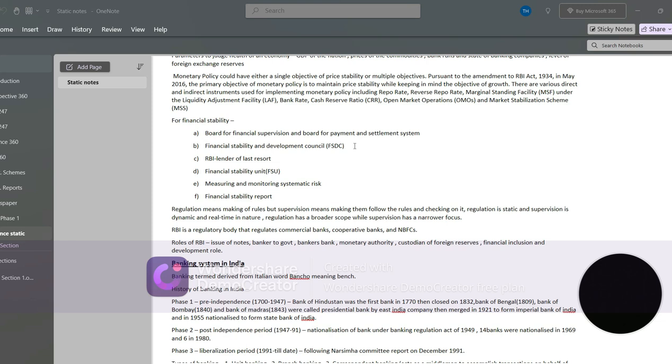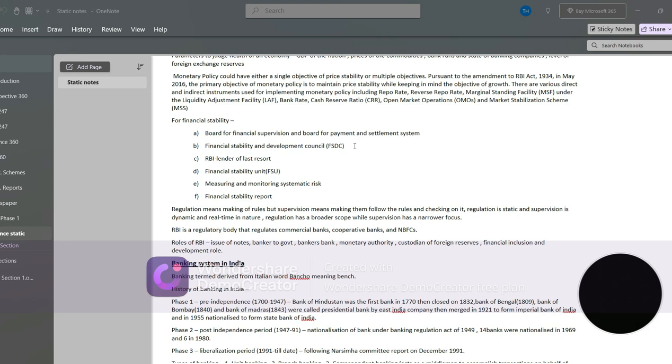Now, what is the difference between regulation and supervision? Regulation means regulating or making the rules. Supervision means checking how much the rules have been followed and making others follow the rules. Also, regulation is static in nature. Supervision is dynamic and real time in nature. Regulation has a broader scope and supervision has a narrower focus. RBI is a regulatory body that regulates commercial banks, cooperative banks and NBFCs.